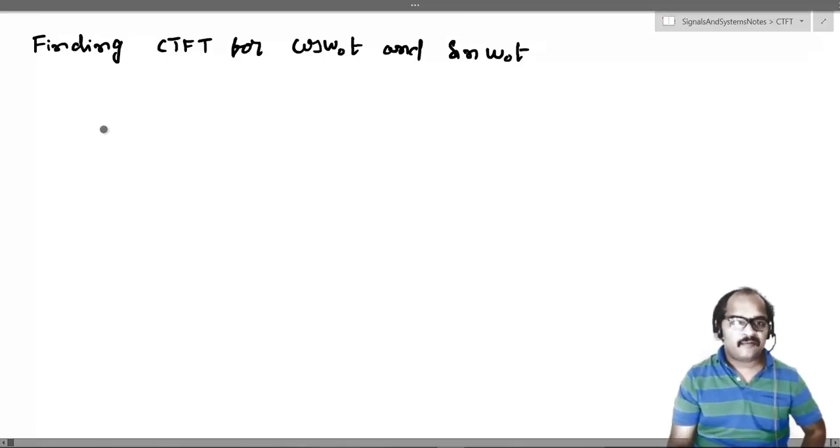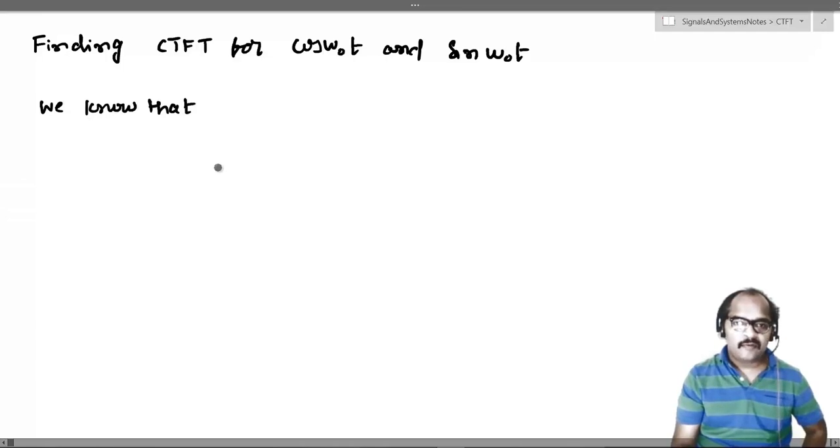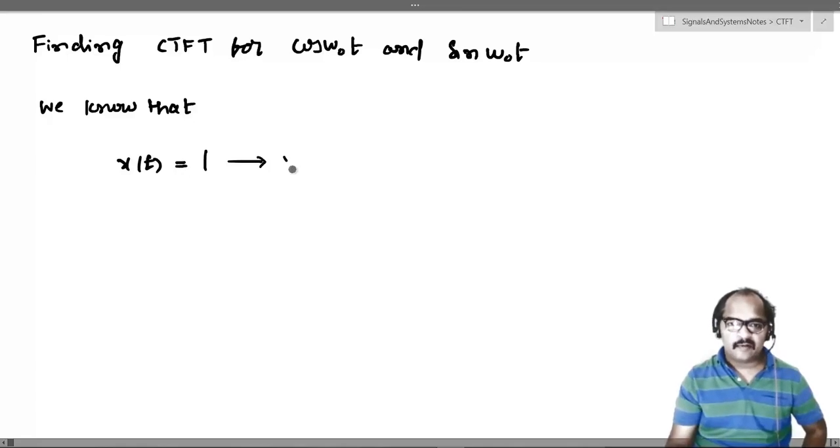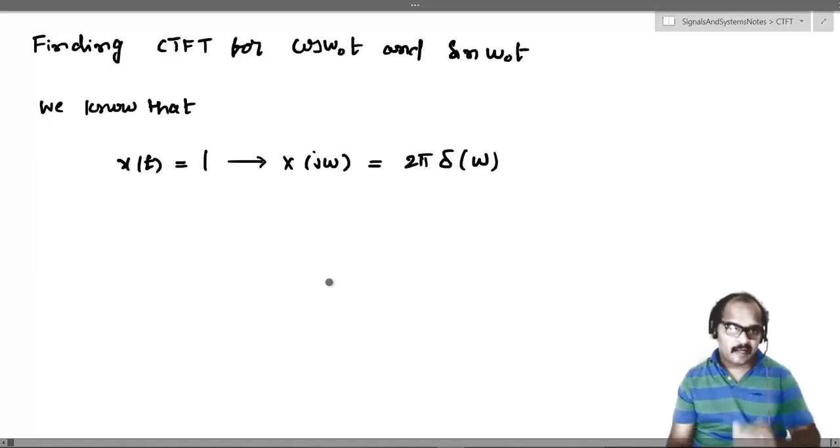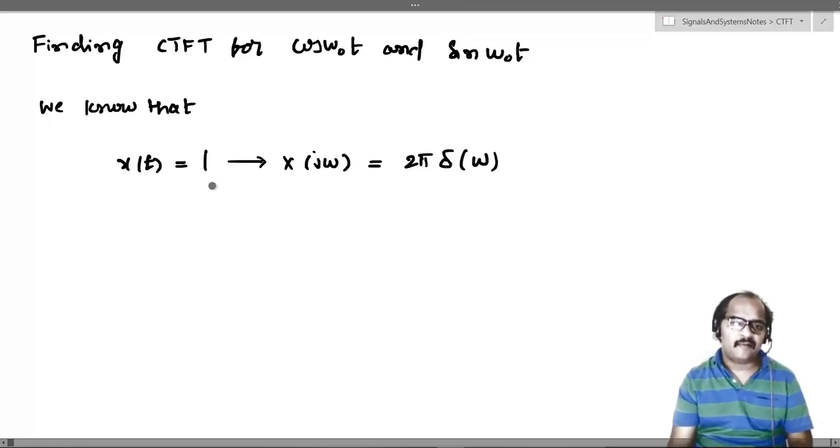Let us start from first principles. What do I mean by that? We know that, let me call 1 to be x of t. Let's say x of t equal to 1 will have X of j omega, which is equal to 2 pi times delta of omega, as the Fourier transform. This we have seen. I gave you 10 examples. In those 10 examples, this is one of the signals, if I am not wrong, it should be the 6th or 7th signal.